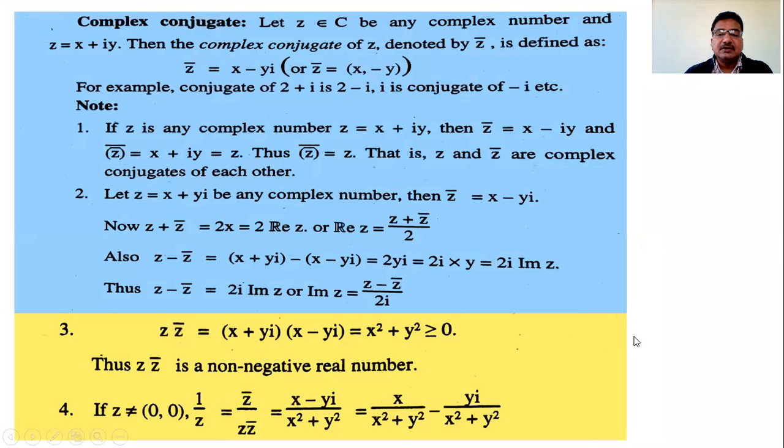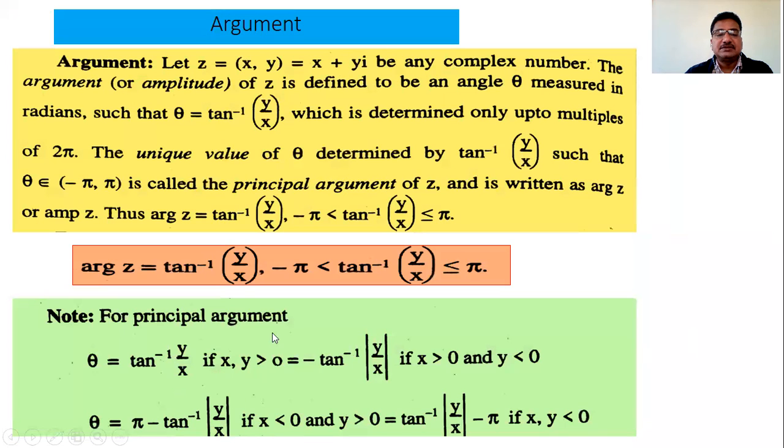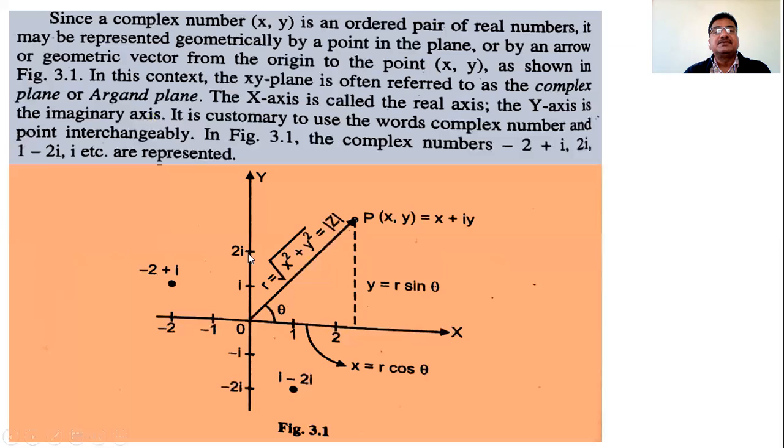These definitions are for problems. Actually, if we have to write the definition of argument, then write just argument of z. Suppose z is x plus yi, then argument of z is tan inverse y by x. So this is the definition. And tan inverse y by x lies between minus pi and pi, less than or equal to pi. This is the definition of principal argument.